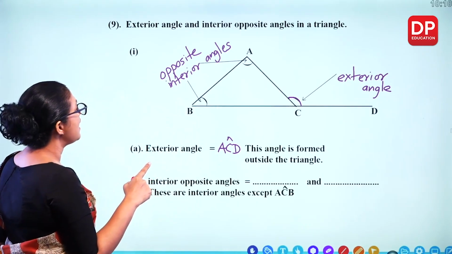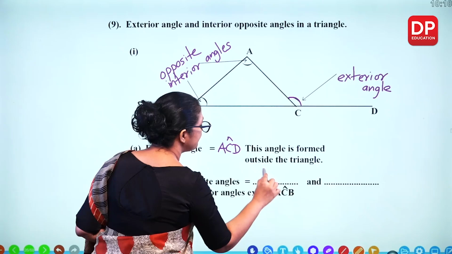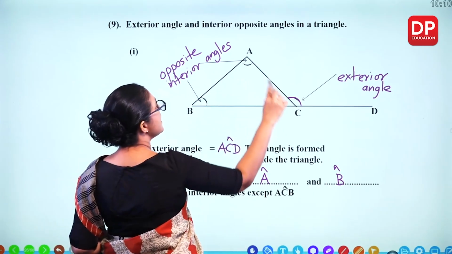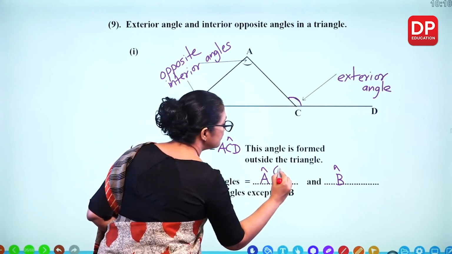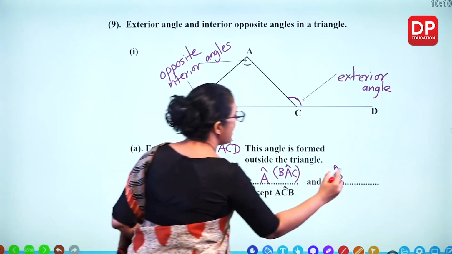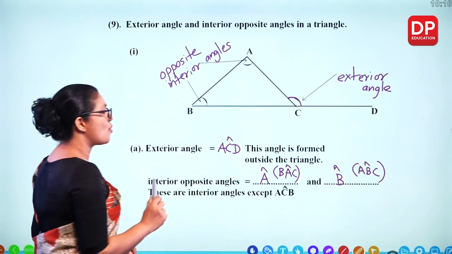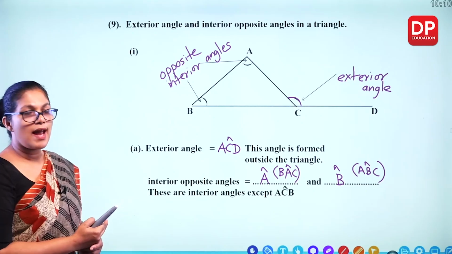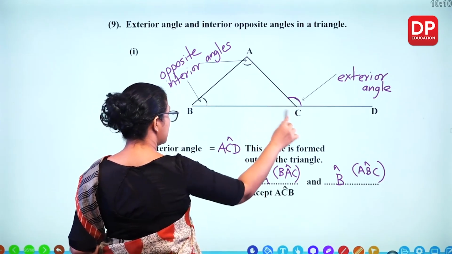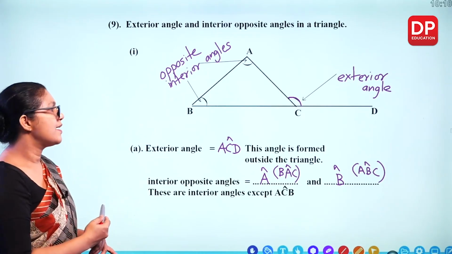So angle A and B. Or if you are writing properly, A means BAC angle, and B means ABC angle. So these two are opposite interior angles, and this is just an interior angle here. ACB is just an interior angle, not an opposite interior angle.